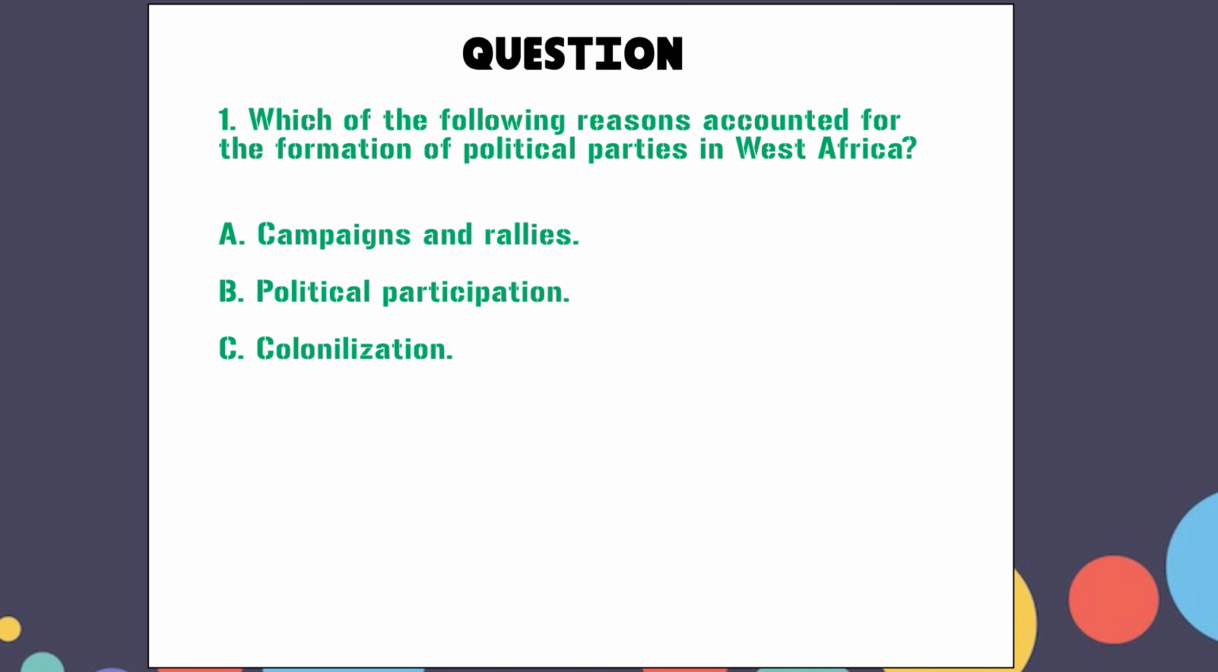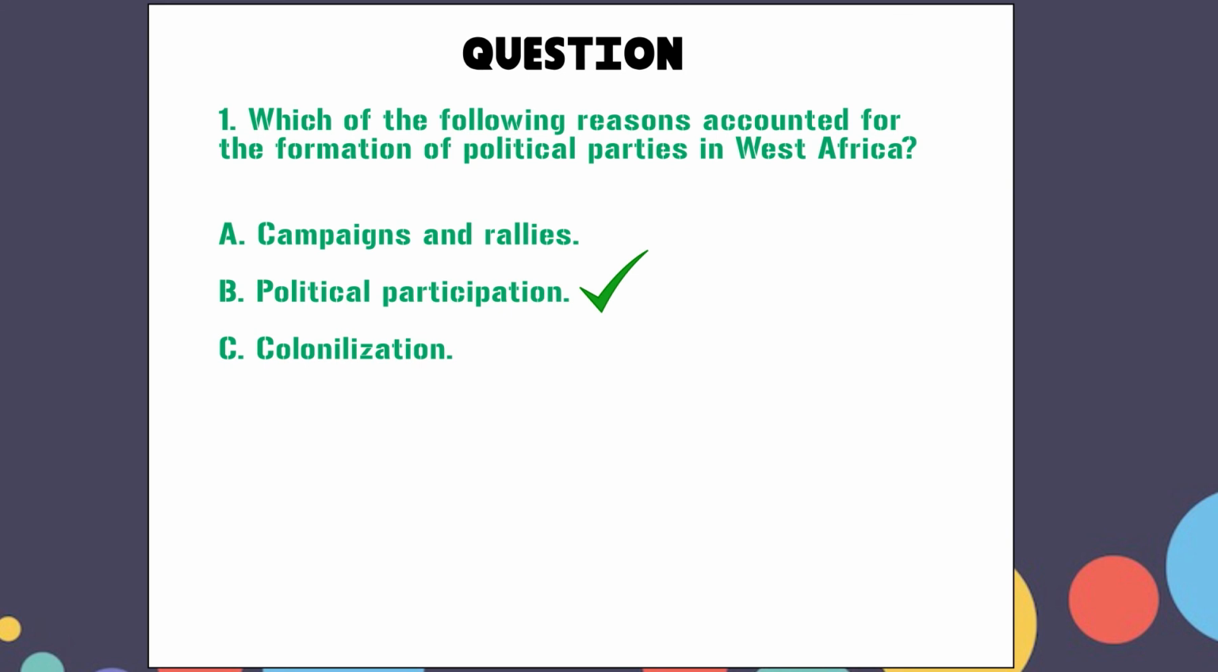Question 1. Which of the following reasons accounted for the formation of political parties in West Africa? A. Campaigns and rallies. B. Political participation. Or C. Colonization. The correct answer is B.